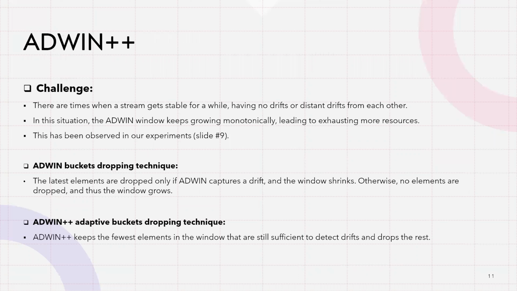So moving to our second challenge, as we have seen, ADWIN and its variants don't behave well with steady streams. We can see that ADWIN only drops elements when it sees a change. Otherwise, its internal window size keeps growing. For our new ADWIN plus, it keeps only sufficient elements to see a drift and drops the rest, which saves our resources and enhances the overall throughput.